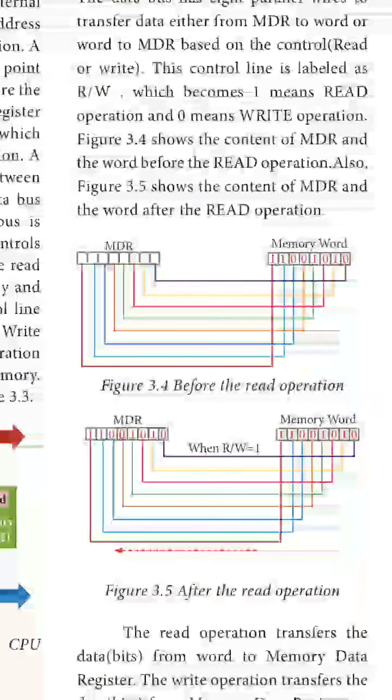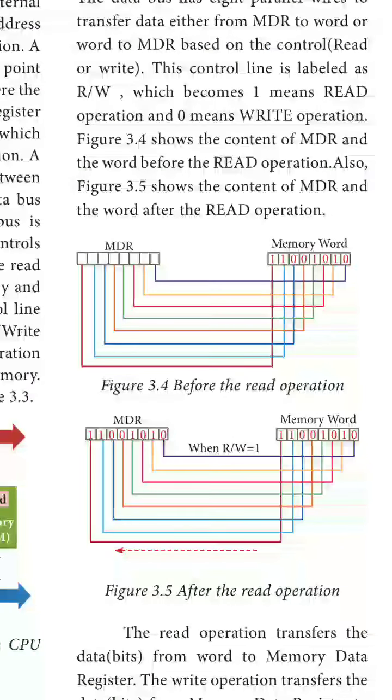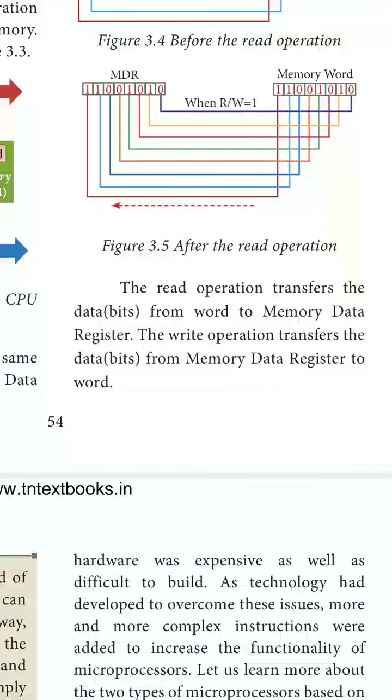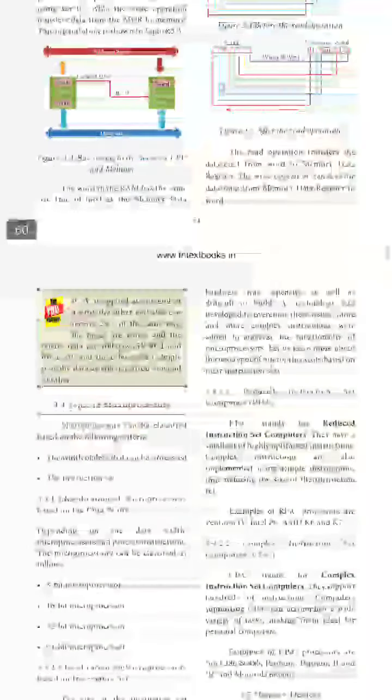Here you can see that the MDR has some bits, zeros and ones. This control signal will be transferred from memory to MDR. The read operation transfers the data from the word to the memory data register. The write operation transfers the data from the MDR to the word.